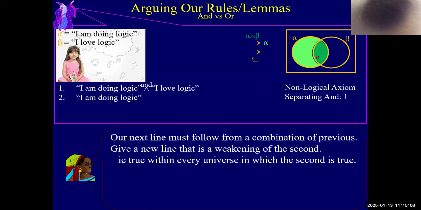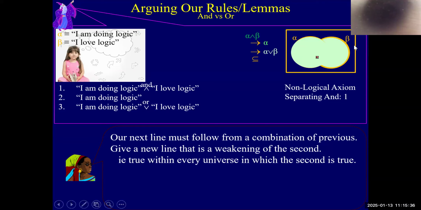Right. The second is a weakening of the first, right? Every universe in which this is true, right? But is the converse true? Right. Oh, here I'm weakening even further, right? Here's another. How can I weaken this even further? Right? I can change it into an or. Right? And here I'm saying, right?